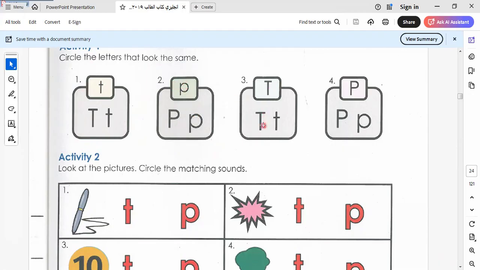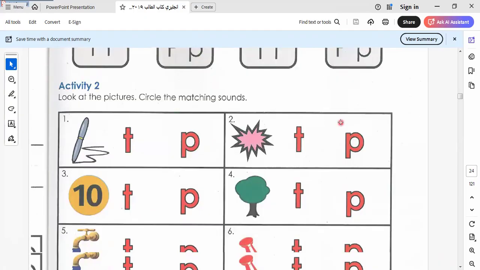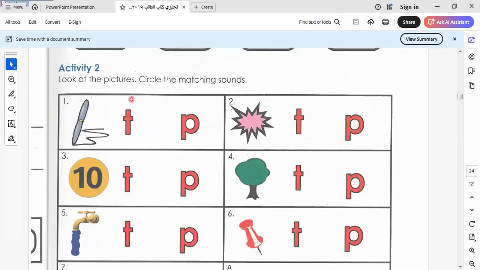Capital T, like this is capital T and this is capital T. This is capital B. Here is a small b, and here is a small b. Here is capital B and capital B like this. Let's go to another exercise here: circle and match the sound.